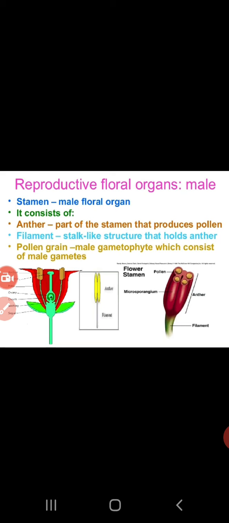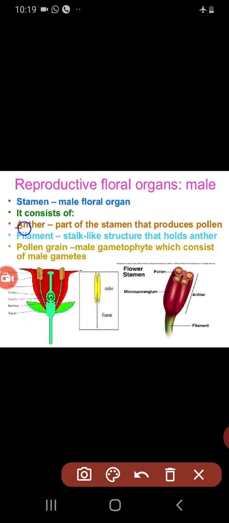Now these are the male and female reproductive parts. Separately the structures are given. The first is the stamen. Two parts are there. The first part is the anther and the second is the filament. Anther is the part of the stamen that produces pollens, and filament is the stalk-like structure that holds the anther. And pollen grains are the male gametophyte which consist of male gametes. Means inside the pollen grain, the male gametes are present. So this is the structure of the stamen, that is the male reproductive part.